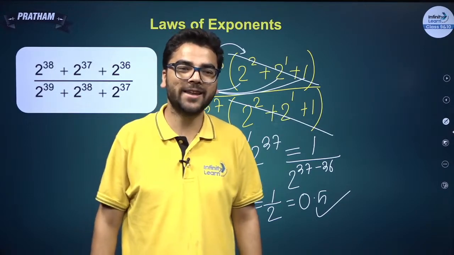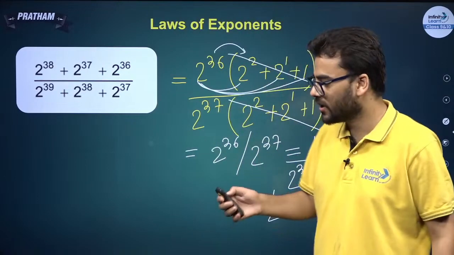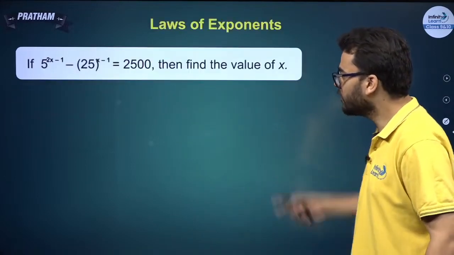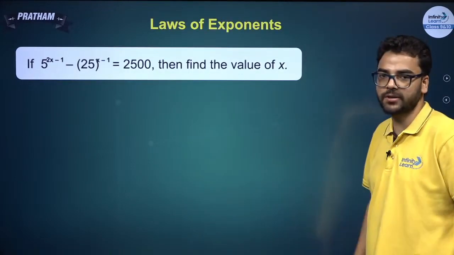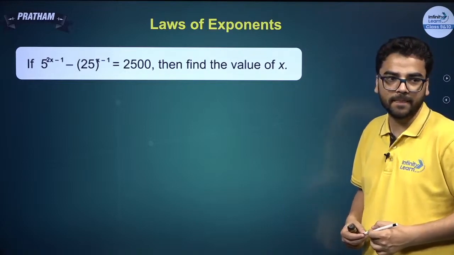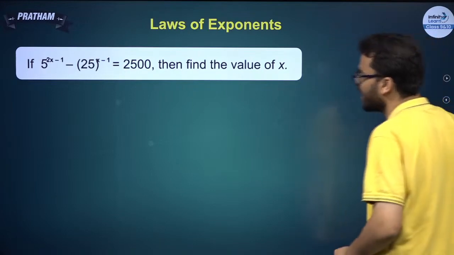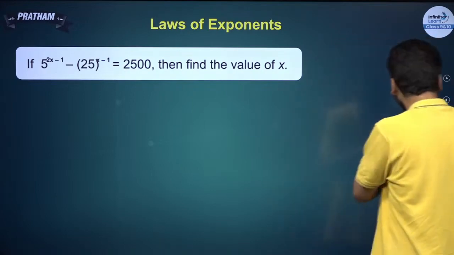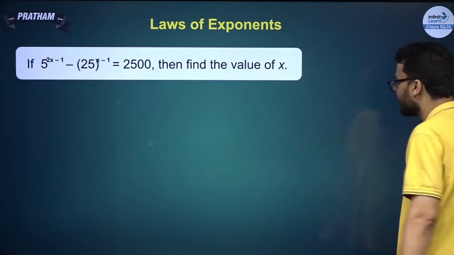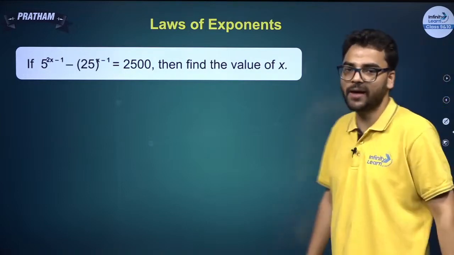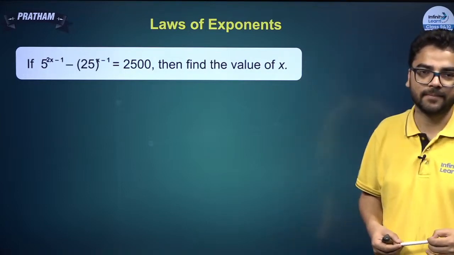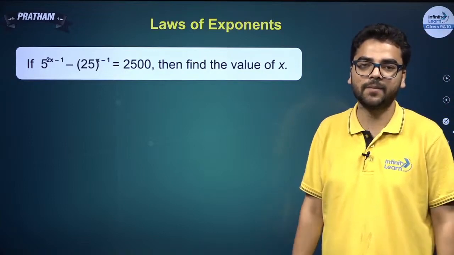So let's move on to the next question. Let's move on to the next one over here. Can you find the value of x in this question? In Hyderabad, Kalpa. 5 raised to the power 2x minus 1 minus 25 raised to the power x minus 1 is equal to 2500. Then you have to find the value of x. Okay, Sushila. Try doing this one and let me know the answer.